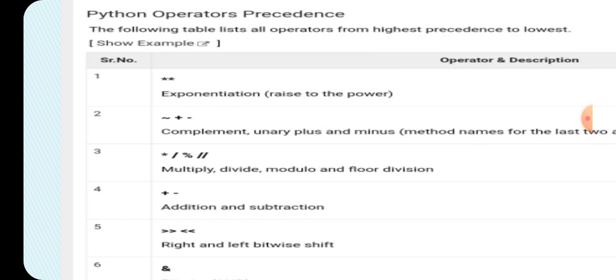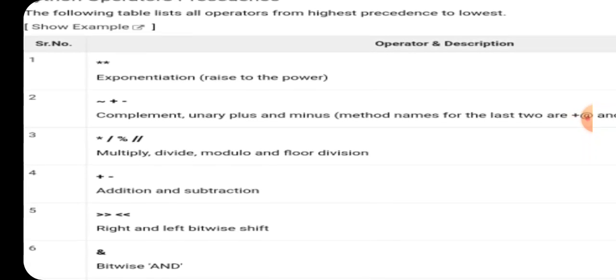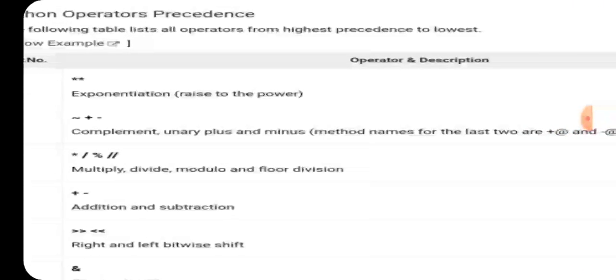Okay, next is negation, plus and minus, that is the complement, unary plus and minus. Method names for the last two are plus at and minus at. Okay, so this has the second highest priority, precedence.